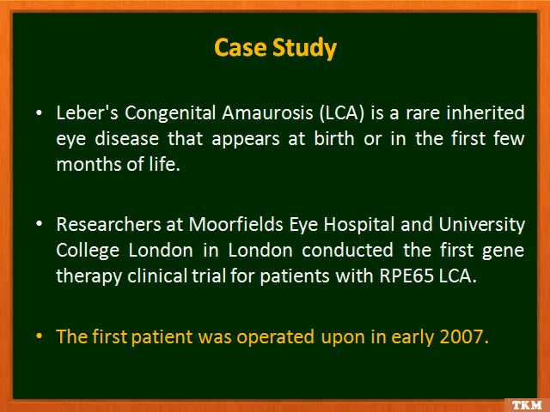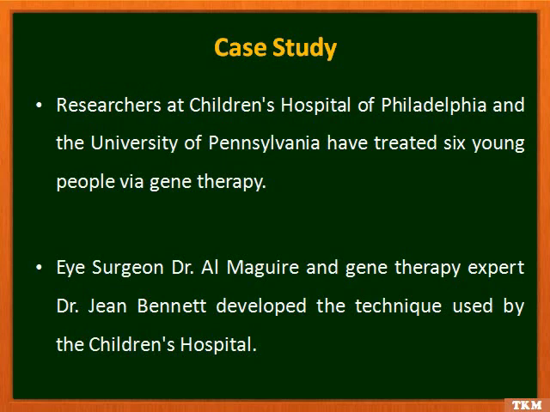Let's take a case study. It is a rare inherited eye disease that appears at birth or in the first few months of life. Researchers at Moorfields Eye Hospital and University College London conducted the first gene therapy clinical trial for patients with RPE65 LCA. The first patient was operated upon in early 2007. Researchers at Children's Hospital of Philadelphia and the University of Pennsylvania have treated 6 young people via gene therapy. Eye surgeon Dr. Samuel McGeer and gene therapy expert Dr. Jean Bennett developed the technique used by the Children's Hospital.